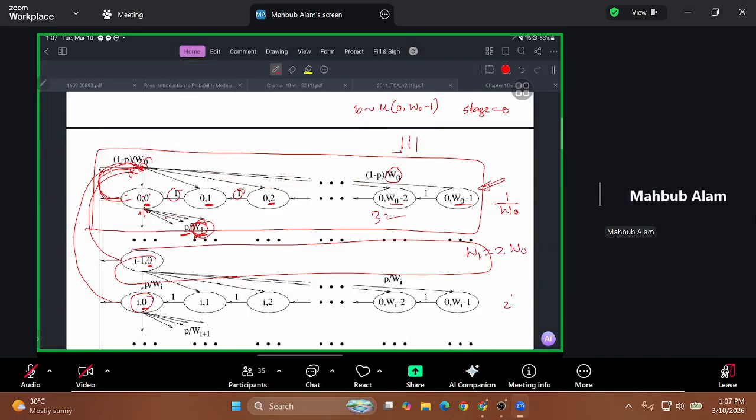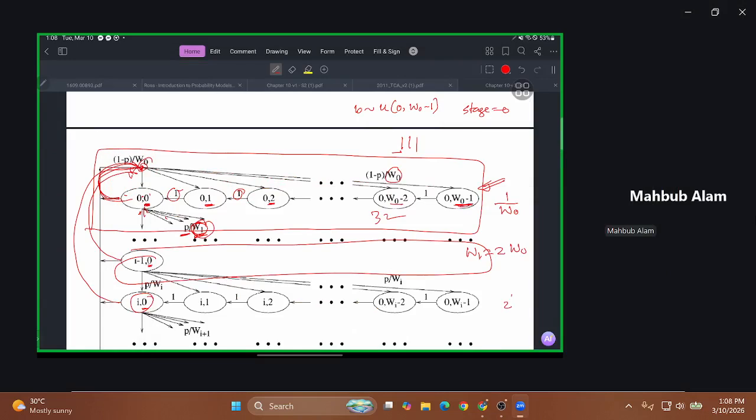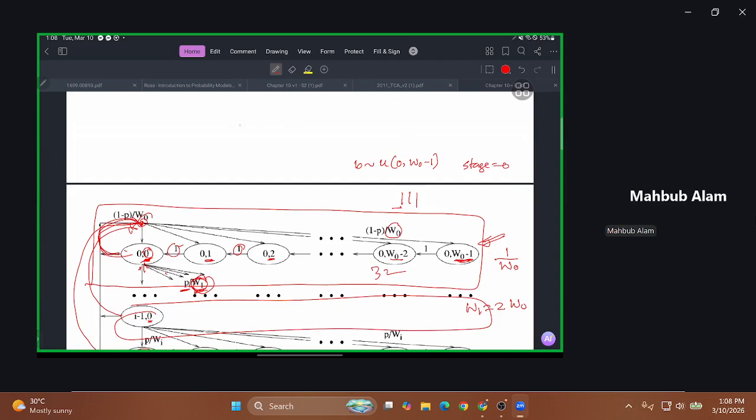Zero, where a random backup value between 0 and W0 minus 1 is randomly chosen. When a success occurs, after the transmission, when the backup counter value becomes 0, the station actually transmits. So the state of the Markov chain is represented by its stage S of t and its backup counter value B of t. So this pair of values actually represents the discrete time Markov chain.